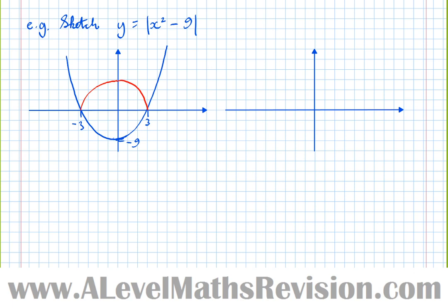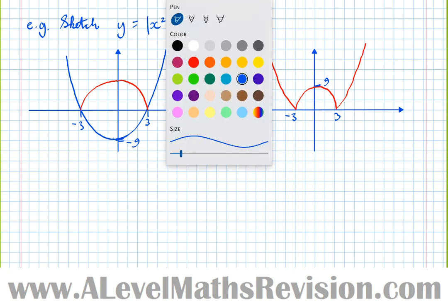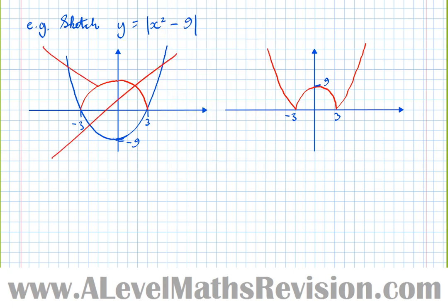So, drawing the real thing. Like that. So the roots are minus 3 and 3. And now it no longer crosses at minus 9. It crosses at 9. So that's y equals mod of x squared minus 9. And let's cross out our rubbish attempt.